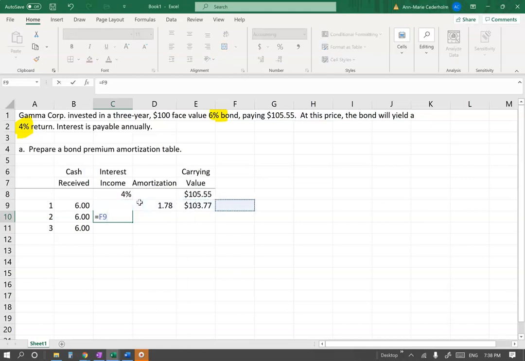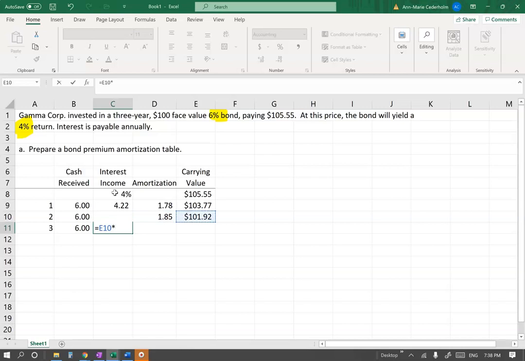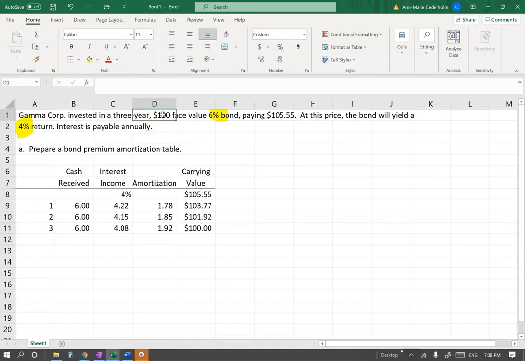Now I'll run through the scenario again. So I'll take the 103.77 and then multiply that by the yield rate, which is 4%. Then take the difference, so your cash minus interest income, that means I'm putting 1.85 towards the bond. So then 103.77 minus the 1.85, I get 101.92. And we'll do it one more time. So 101.92 times the market rate, which is 4%. Now we'll take the 6 minus the 4.08 to get 1.92, and then subtract that from the 101.92 to give me 100. So I know that this table is correct because the face value has to equal the 100, just right here. I'll just highlight it.